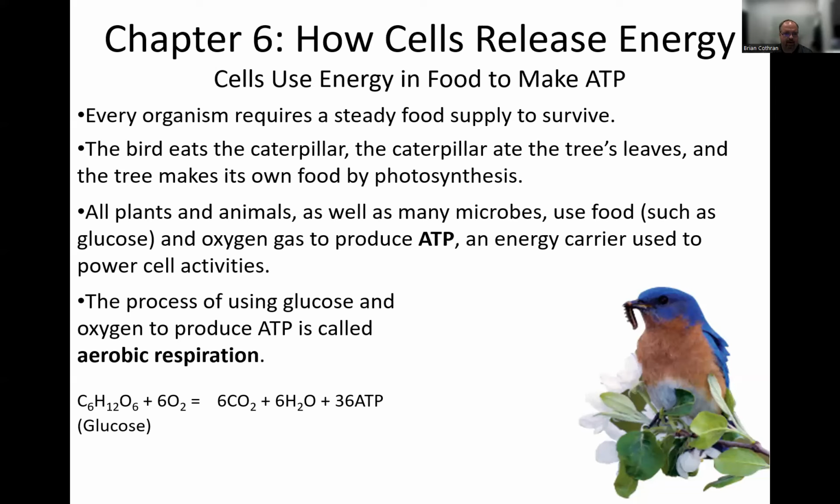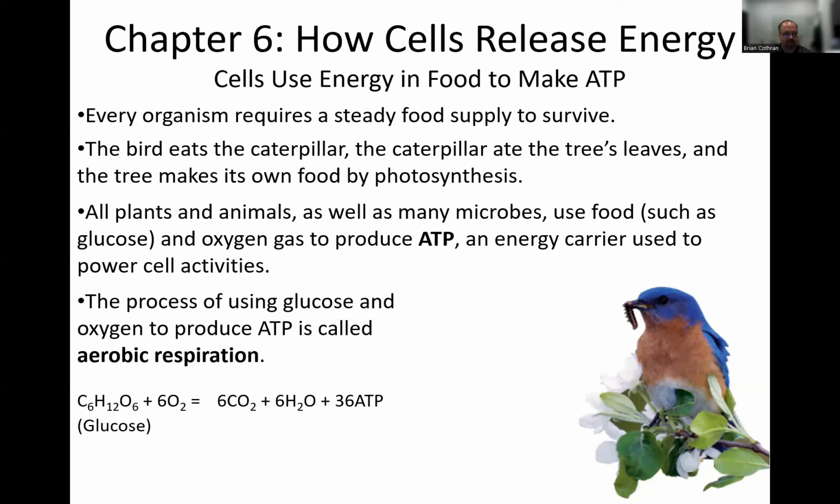So again, that which we made in chapter 5, that glucose through the process of photosynthesis, now we're going to break it down. And plants and animals all go through respiration. Obviously, plants make their own food. We ingest our food. But all of us, our main goal is to produce ATP, which we said was an energy carrier used to power the cell and all the activities and work that the body does.